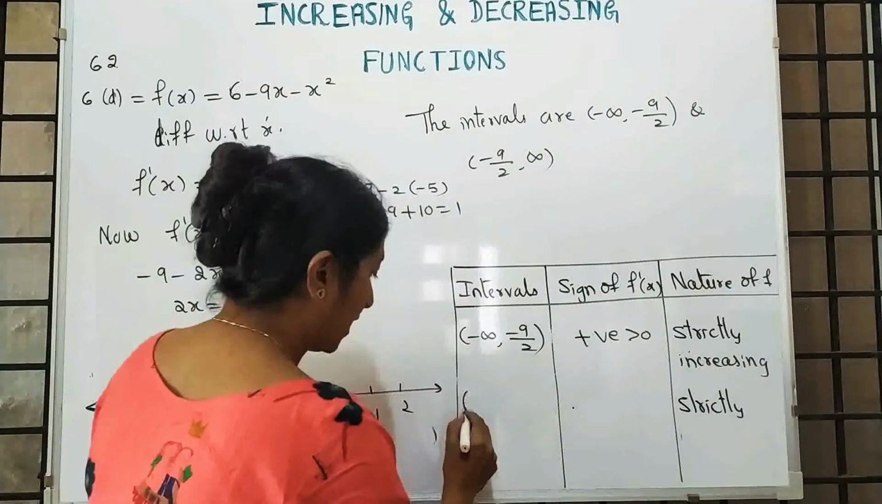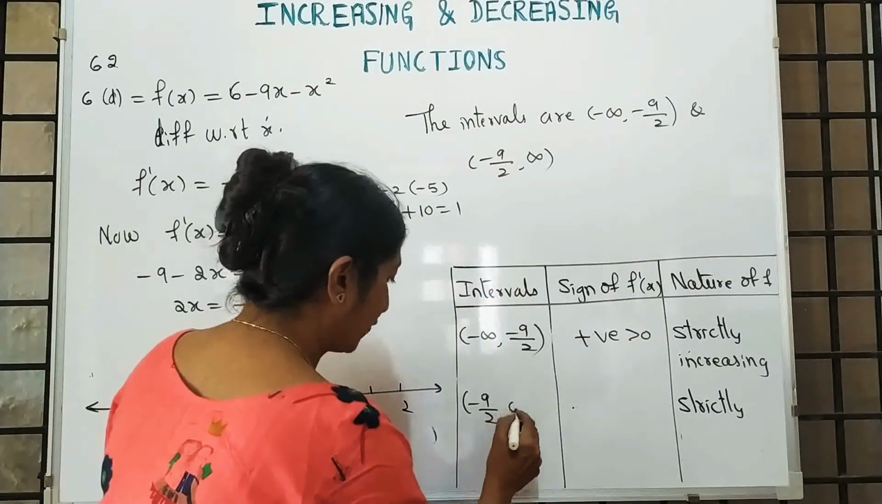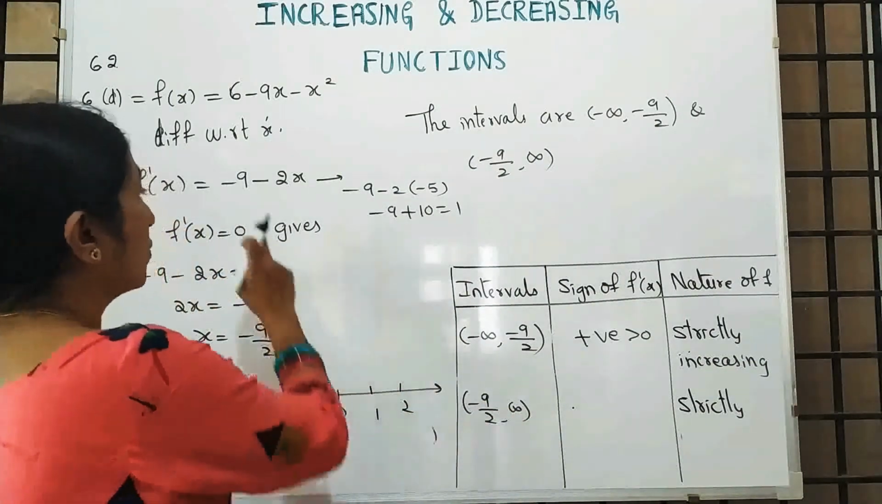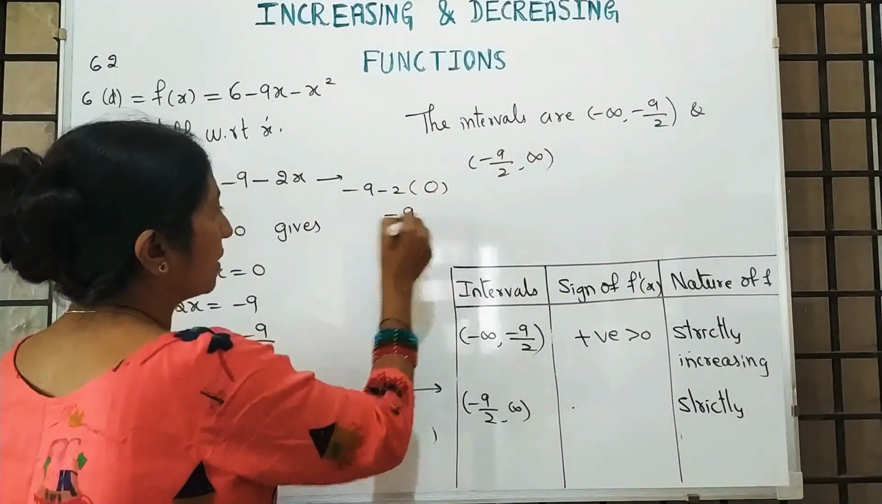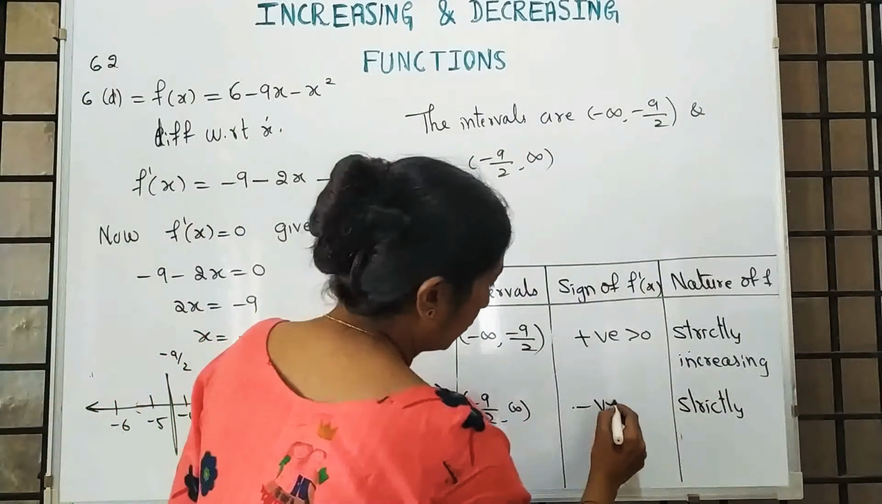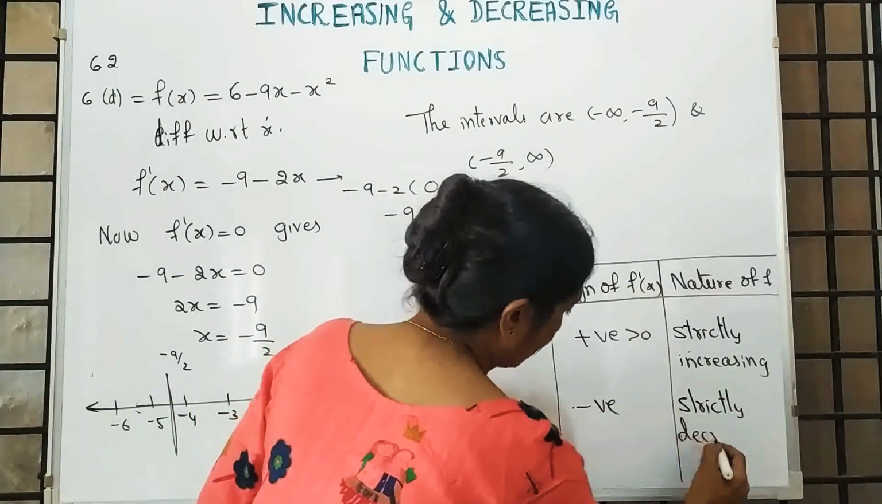Next, minus 9 by 2 to infinity. So I took 0. Minus 9 minus 2 into 0, you will get minus 9. So it is negative. It is strictly decreasing.